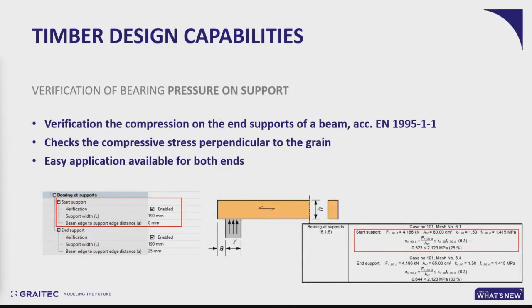The next two novelties refer to new checks related to supports of timber beams. The first one is a new verification of the compression pressure at supports, according to Eurocode 5. Now it can be activated for both ends of timber elements, and similar to other timber verifications, results are available on the shape sheet and in a related report.